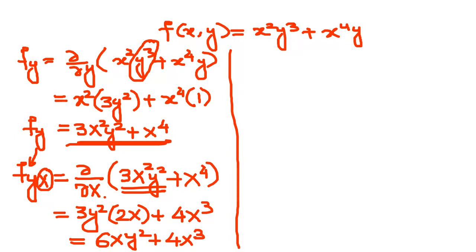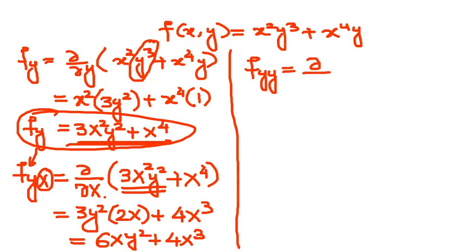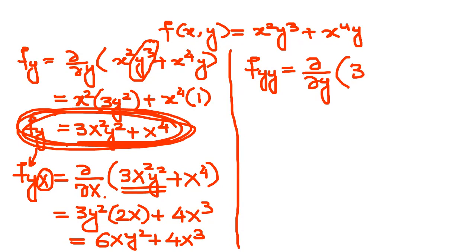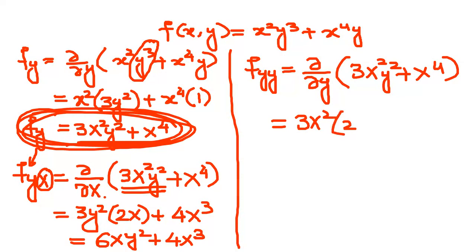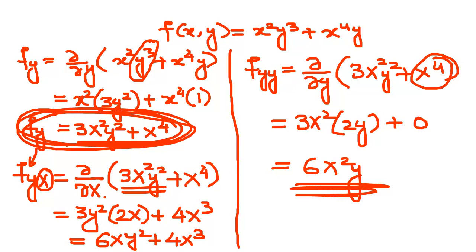Now, using this one you have to find the y and y. y and y means again partial derivative with respect to y of 3x square y square plus x power 4. Again y means 3x square is constant and y power 2 derivative is 2y. And is there any y here? No y, so its derivative is 0. So that means 6x square y. So this is the double derivative. Abdullah, this is clear. For y is clear.